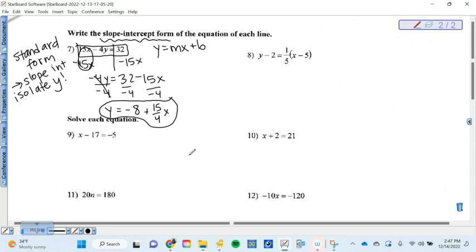Okay, so again, my steps. When I want to go from standard form to slope-intercept form, you need to isolate the y. Get the y all by itself. Your first step is going to be adding or subtracting whatever that x term is, right? And then the next step is to divide.